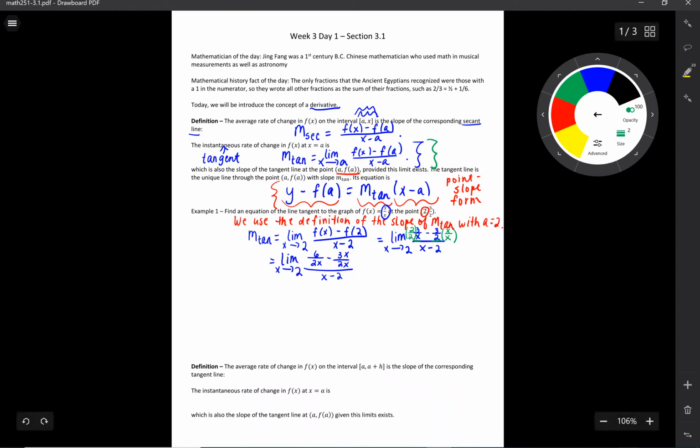So now that I have common denominators in my top here, I can combine these two terms. So this becomes the limit as x goes to 2. Combining these two terms gives me 6 minus 3x divided by 2x, over x minus 2.